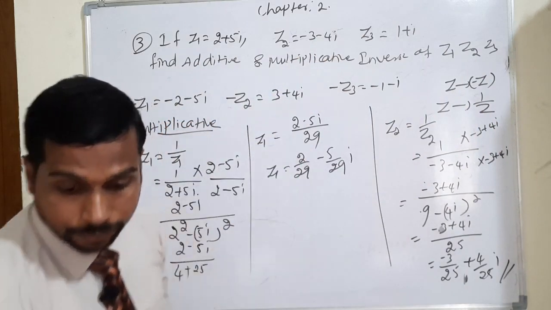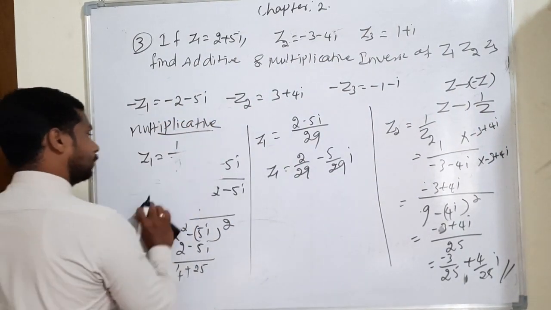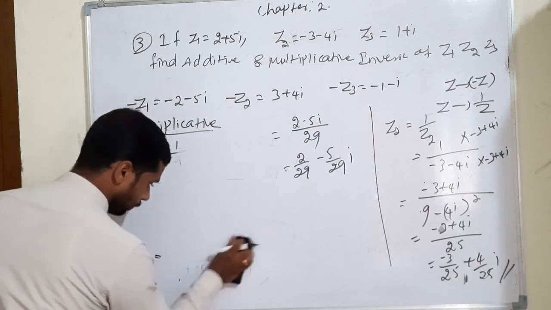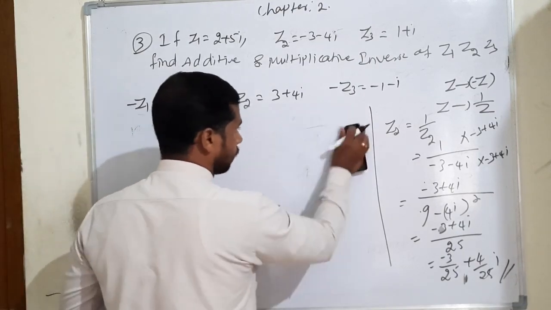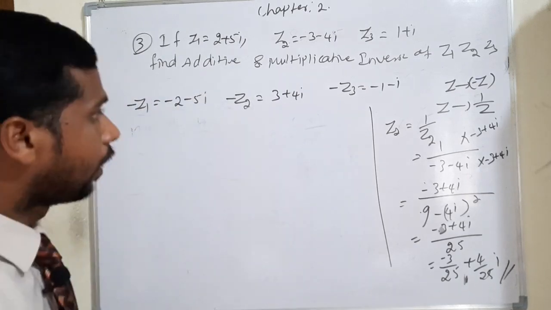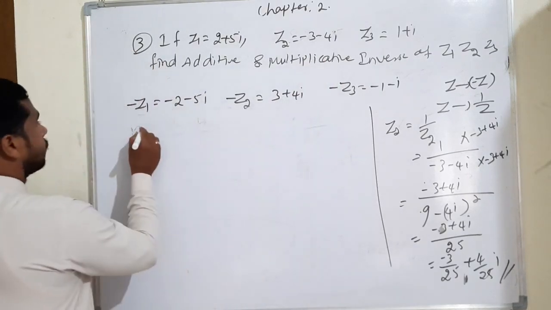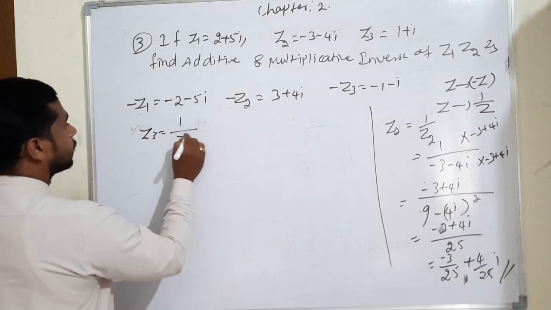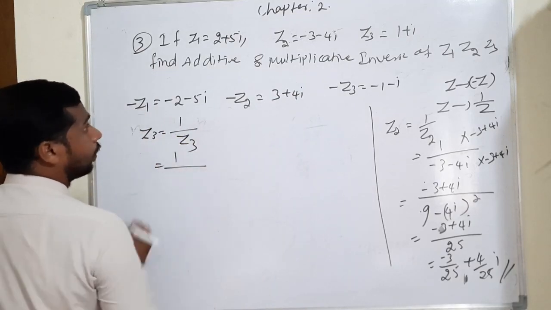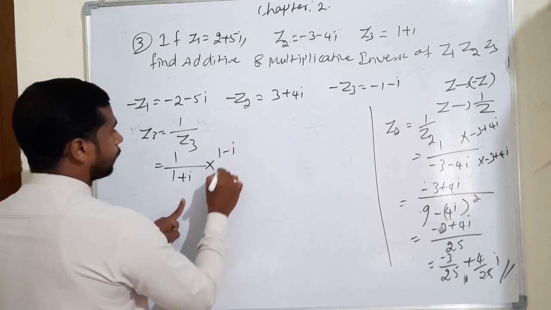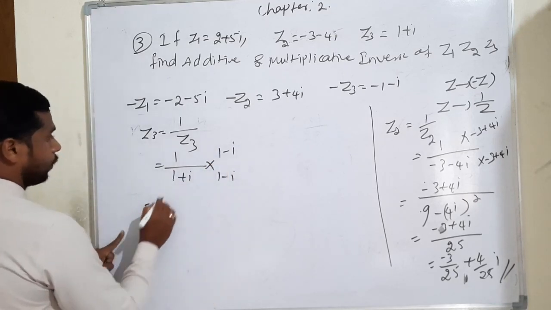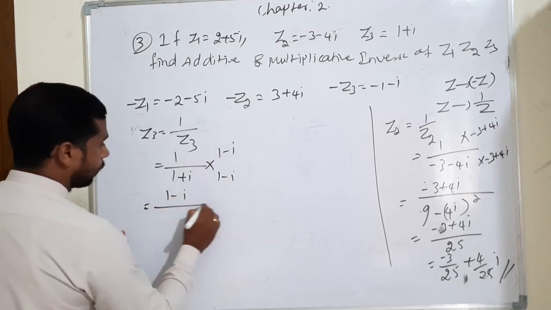Moving to the third one. What will happen in the third condition? Z3 multiplicative means 1 by Z3. So 1 by Z3 means 1 by 1 plus i. Each term we multiply with 1 minus i, 1 minus i. So the numerator 1 into 1 minus i means 1 minus i.